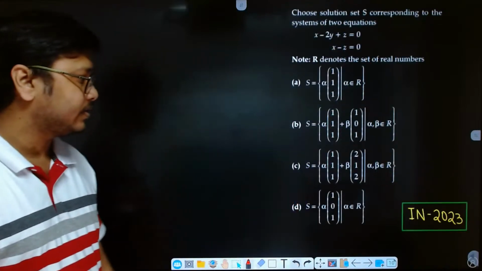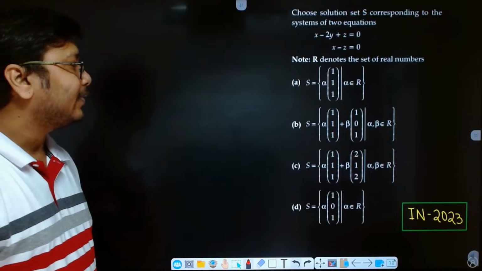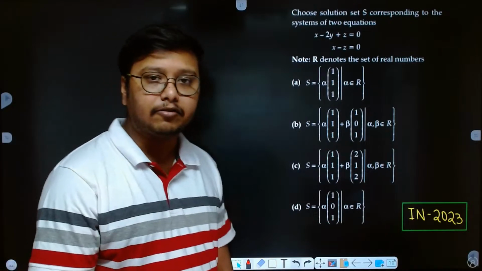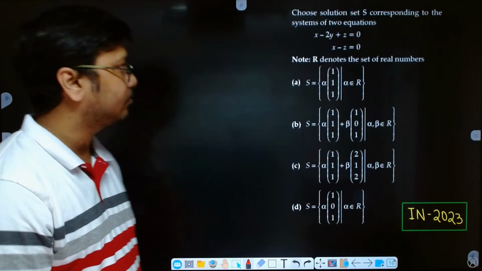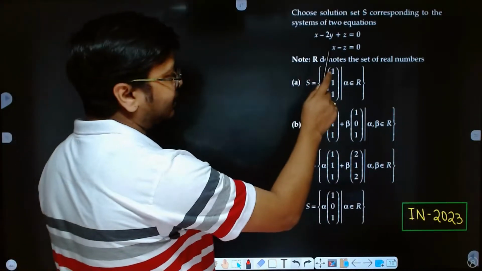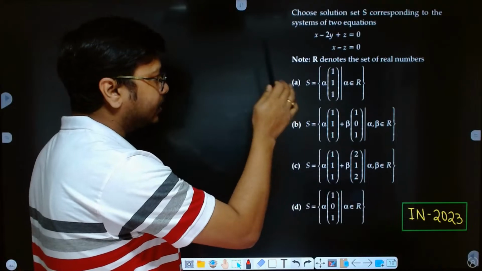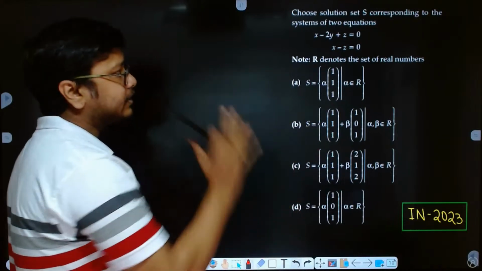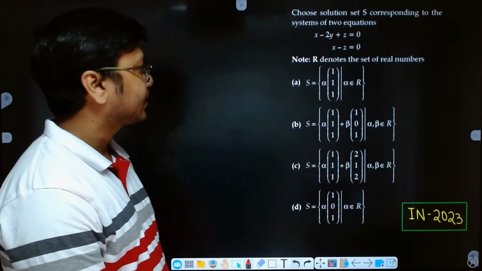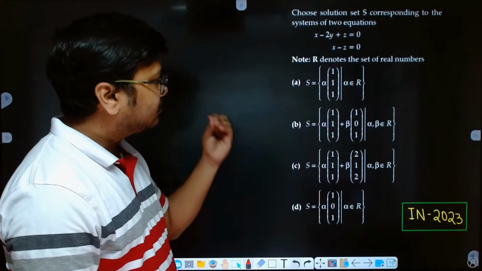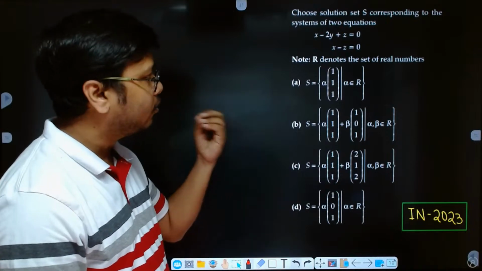Okay, another question. 2023. All right, so this is the question. This is now not asking for the nature of solution, it is directly asking for the solution itself. So it is saying choose the solution set S corresponding to the system of equation. So that means S represents the solution of the system of equation. So just try to solve the equation, that's it, nothing to be done here.